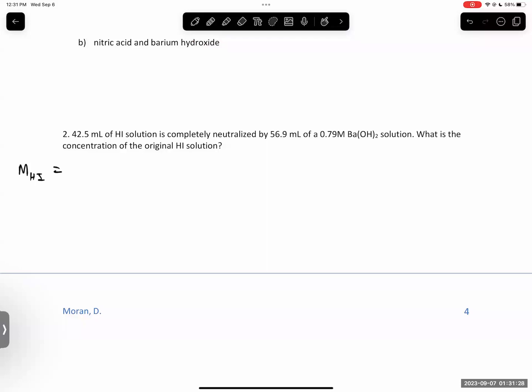This is equal to moles of solute, in this case moles of HI, if that's what we are looking for, divided by the liters of the solution. All right, so do we have the volume? Because we're looking for the big N on the left side of the equation. So we are missing two variables. Do we have liters of that original HI solution?